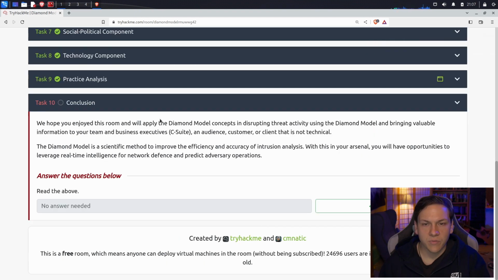We hope you enjoyed this room and will apply the Diamond Model concepts in disrupting threat activity and bringing valuable information to your team and next business executive C-suite and audience, customer or client that is not technical. The Diamond Model is a scientific method to improve the efficiency and accuracy of intrusion analysis. With this in your arsenal, you will have opportunities to leverage real-time intelligence for network defense and predict adversary operations.